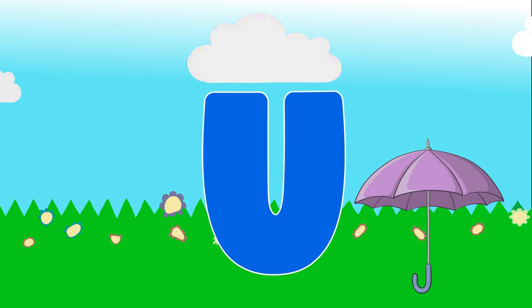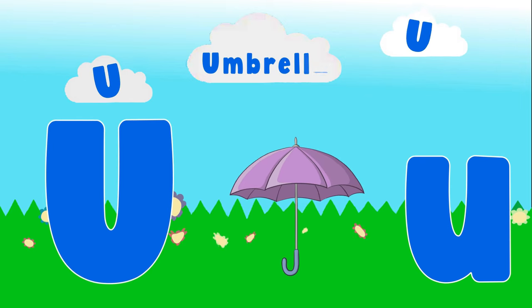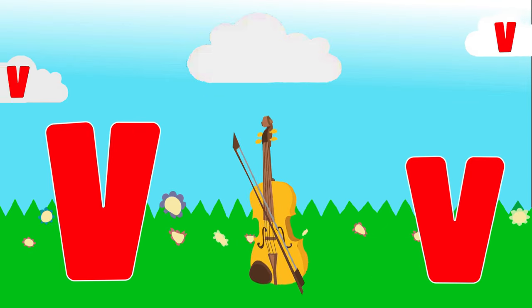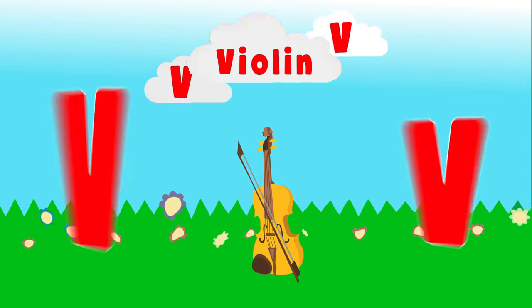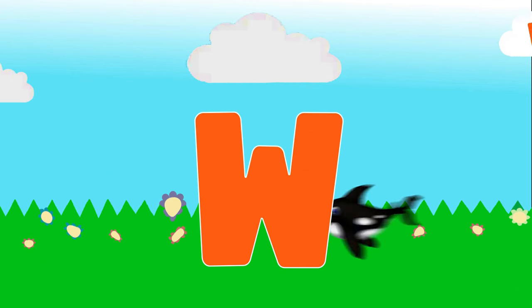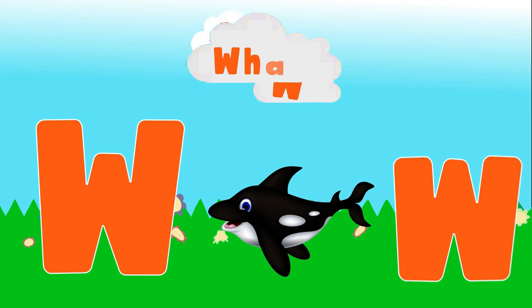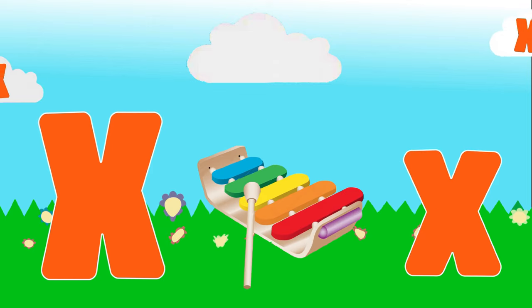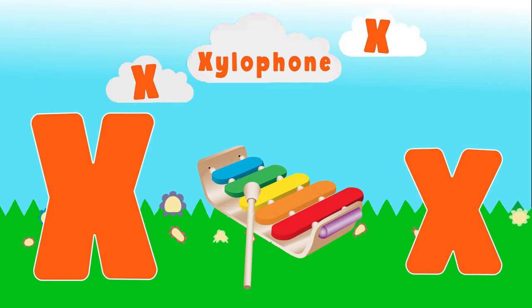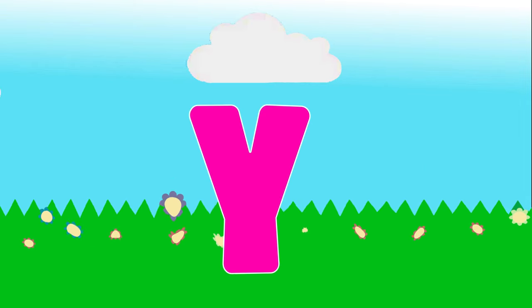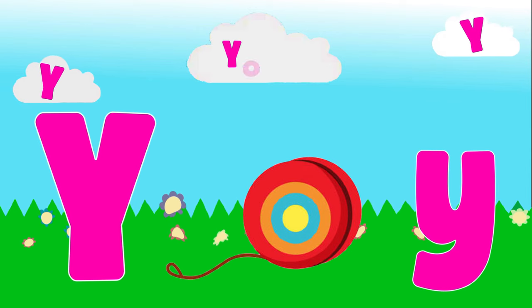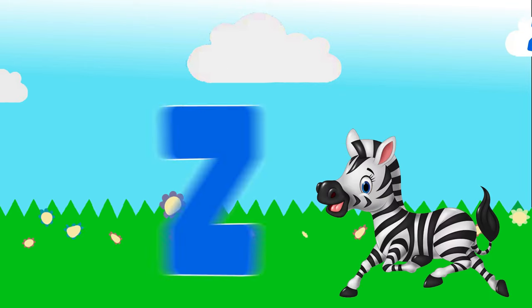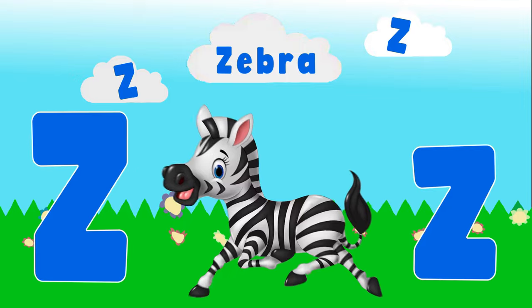U is for umbrella, umbrella, umbrella. U, umbrella. V is for violin, violin, violin. V, violin. W is for whale, whale, whale. W, whale. X is for xylophone, xylophone. X, xylophone. Y is for yo-yo, yo-yo, yo-yo. Y, yo-yo. Z is for zebra, zebra, zebra. Z.